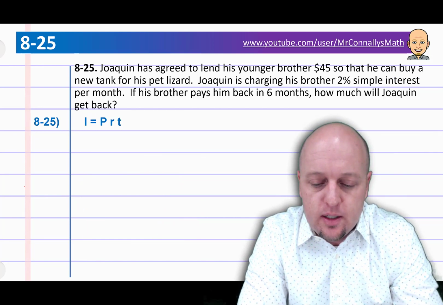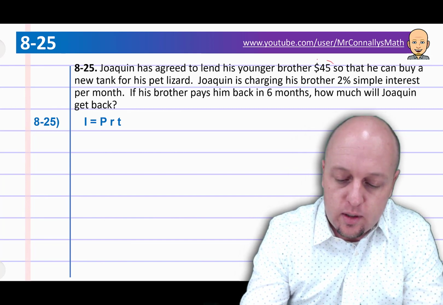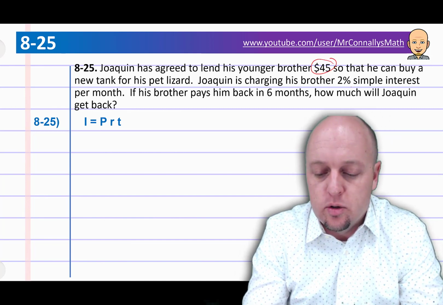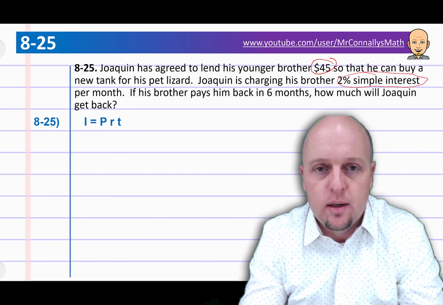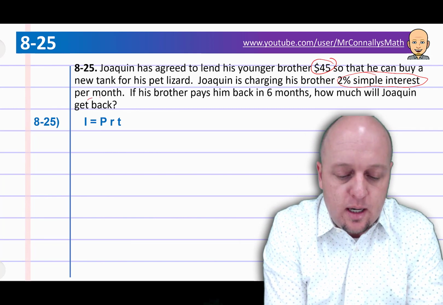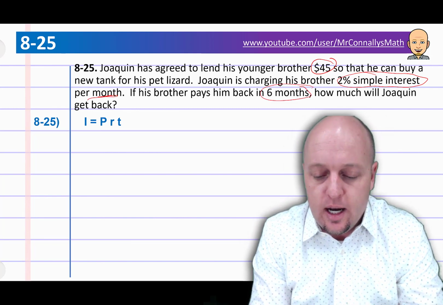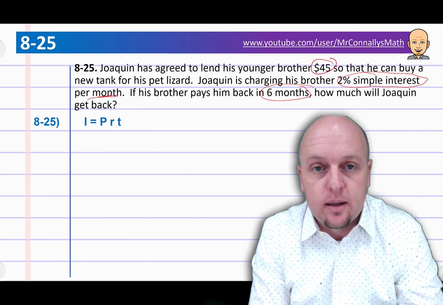25. Joaquin has agreed to lend his younger brother $45 so that he can buy a new tank for his pet lizard. Joaquin, let's go ahead and circle that, is charging his brother 2% simple interest. Oh, what a nice brother. Per month. Okay, so the time period is per month. If his brother pays him back in 6 months, how much will Joaquin get back?